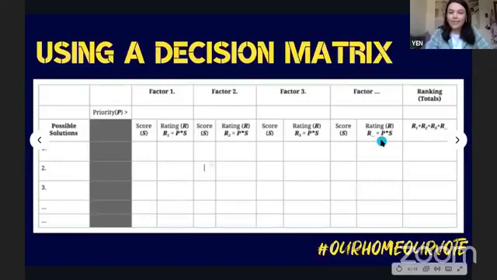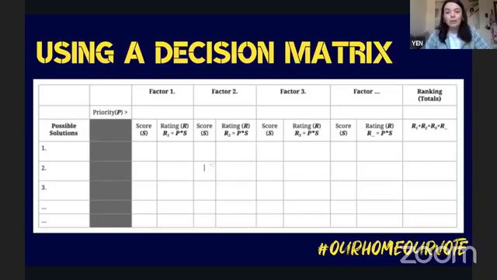So let's start. Everybody here, if you have a piece of paper and a pen, you can get interactive, but this is basically what a decision matrix looks like. If you have a pen and paper, I encourage you to draw it out now, and that way you can learn in the process.